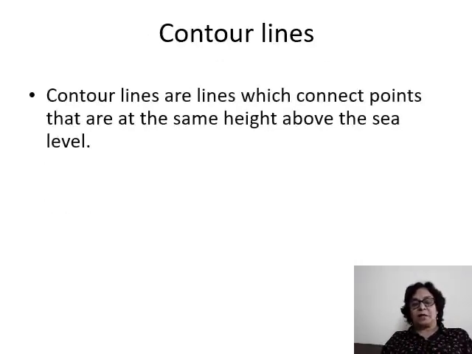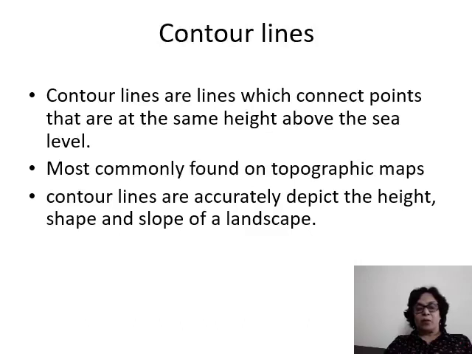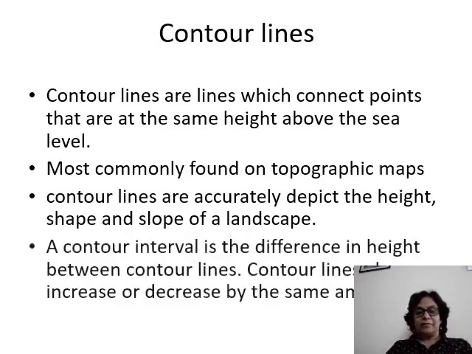Contour lines are the lines joining places having the same height above sea level. So these lines are very common on topographical maps and they depict the height, the shape and the slope of the landscape. From the shape of the contours we can identify various patterns like a valley, a gorge or a plateau or a mountain pass, waterfall. All these can be identified.